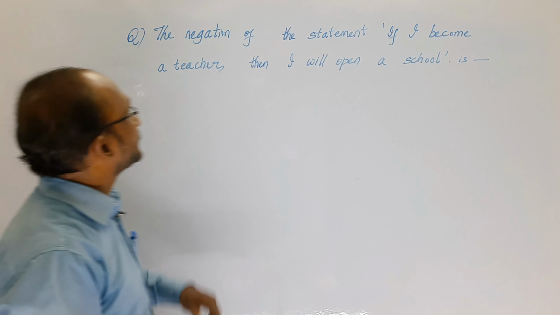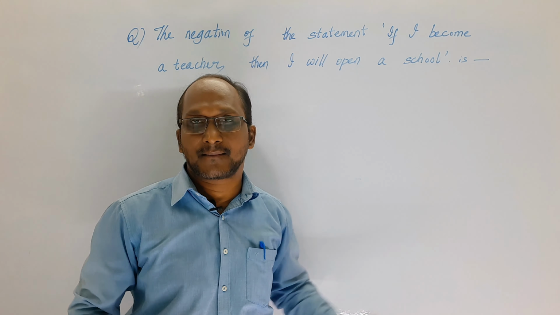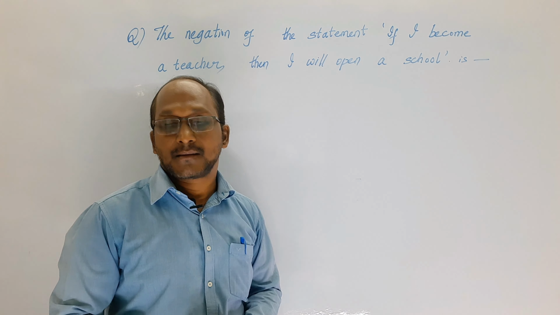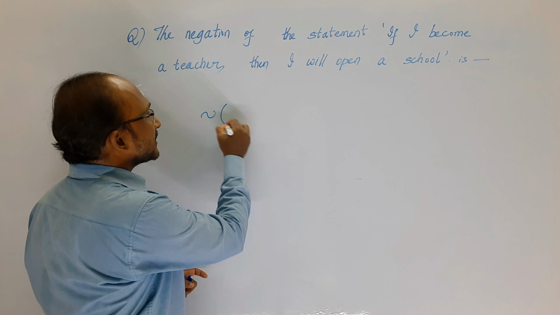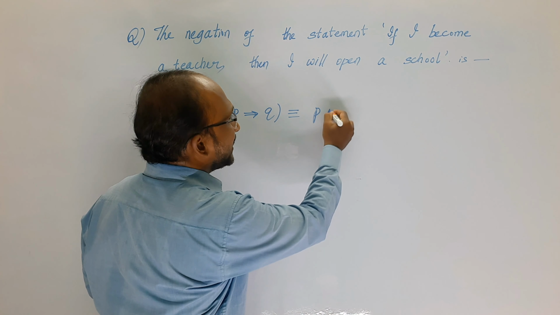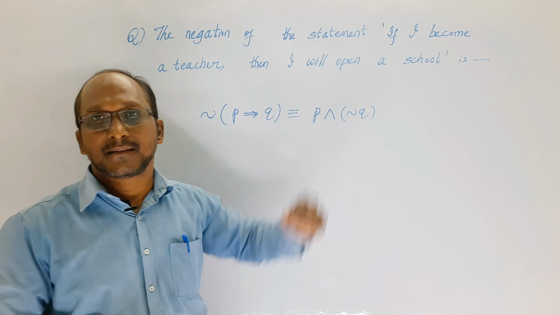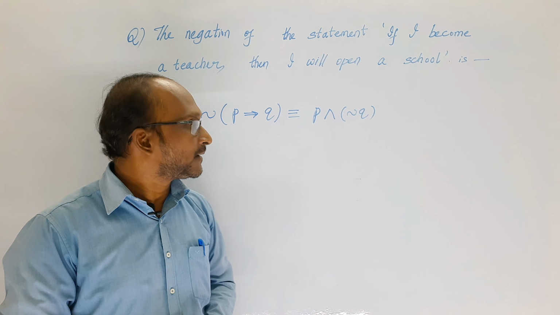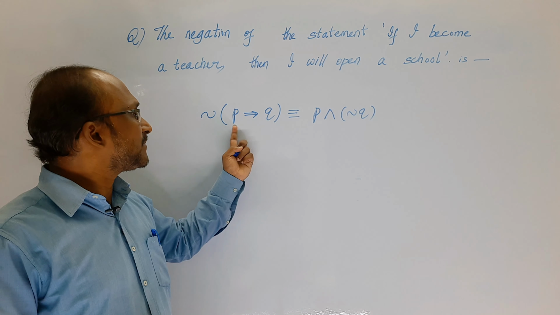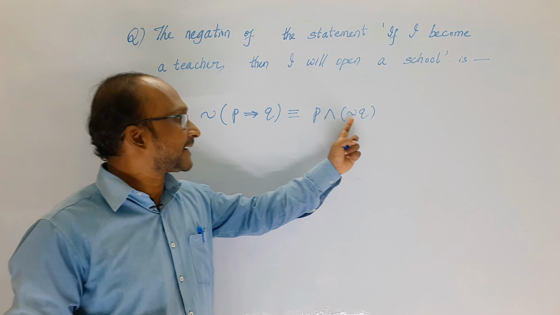Let us see the next one. The negation of the statement, if I become a teacher, then I will open a school. The given compound statement is a conditional. For that conditional, we have to write the negation. But we know that the negation of the conditional statement P implies Q is equivalent to P and negation Q. With the help of this result, we can easily write the negation of the given conditional statement. If you observe the changes in this negation, the first statement P remains the same, implies becomes and, and the negation is given to the second statement Q.